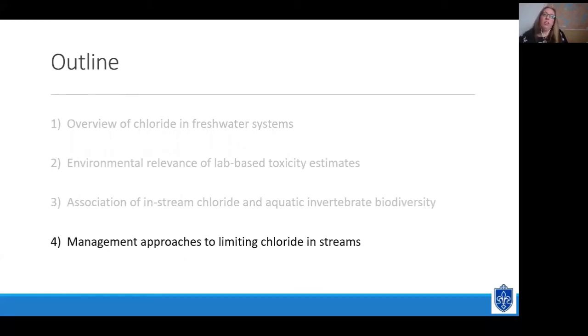All right, so now we're going to change gears for the third study of my dissertation. I've been talking about chloride in the context of its impact on aquatic invertebrates, but having knowledge of a problem and its consequences does not often provide solutions. So here I'm going to describe a study of a best management practice that is intended to limit the amount of chloride that reaches stream ecosystems.